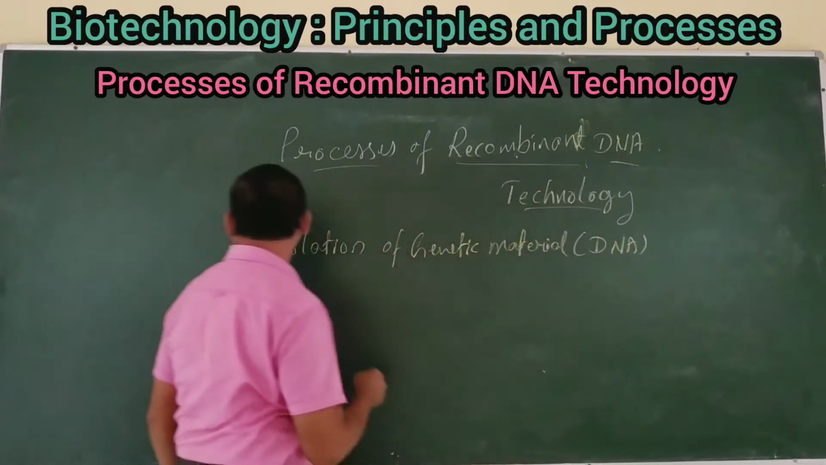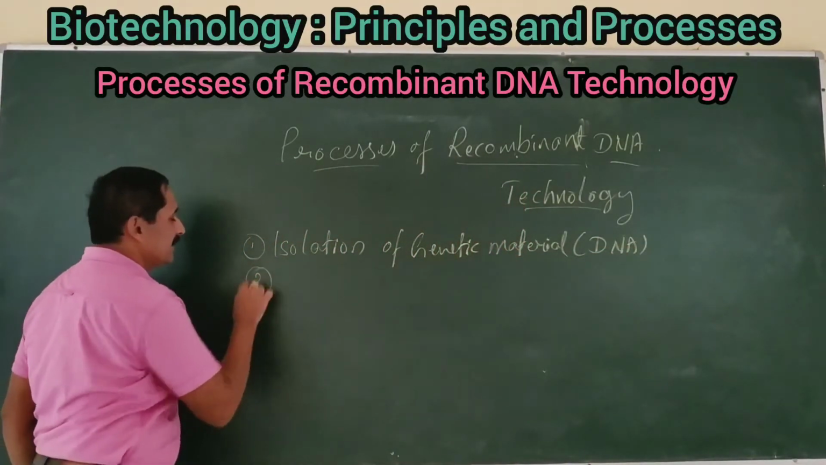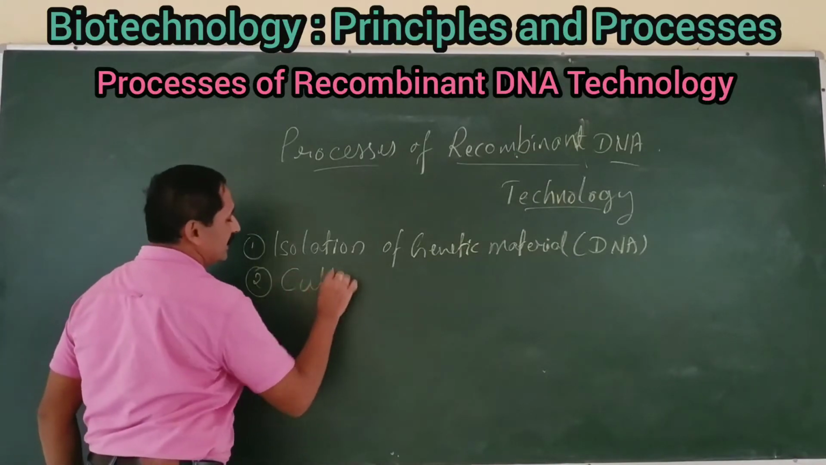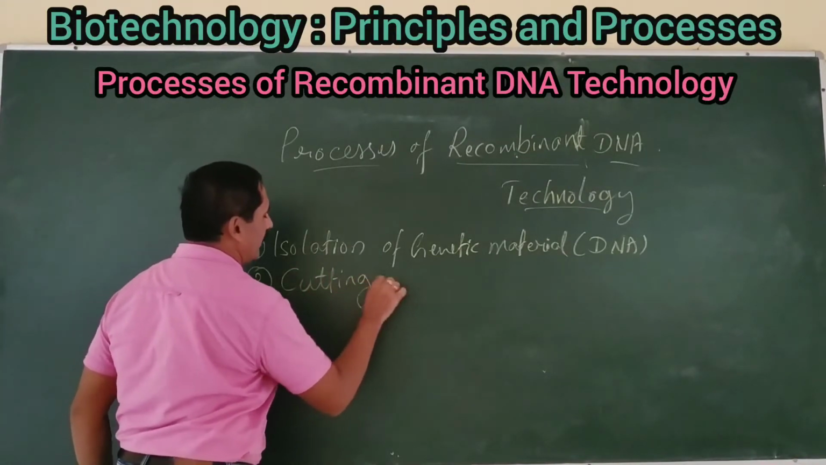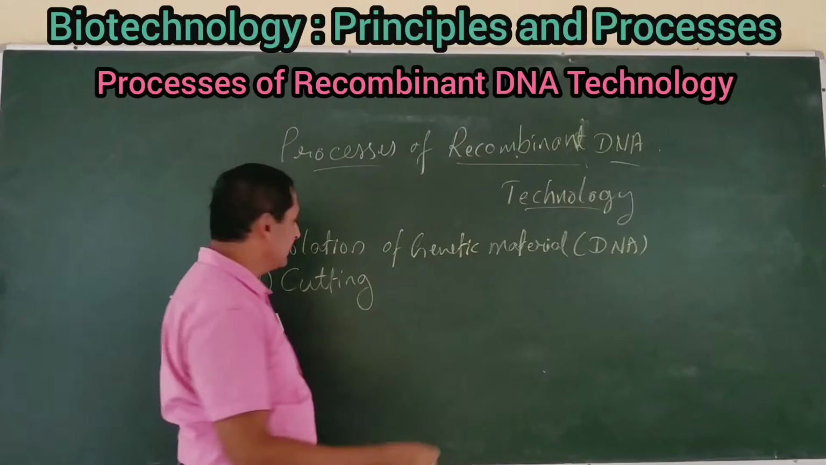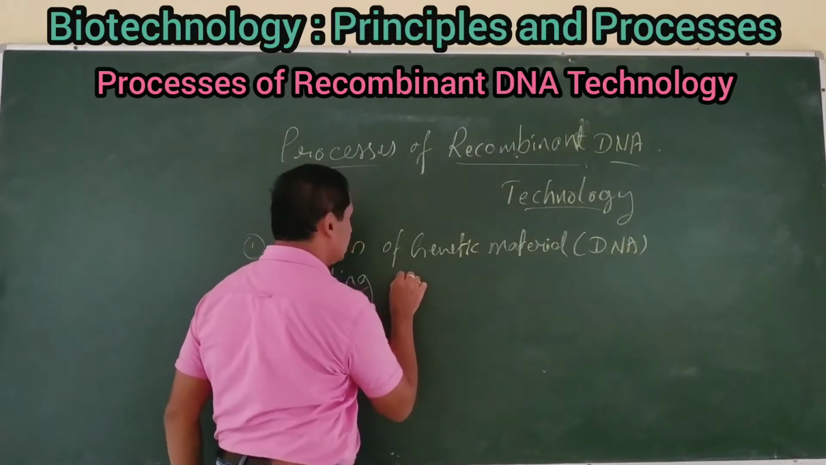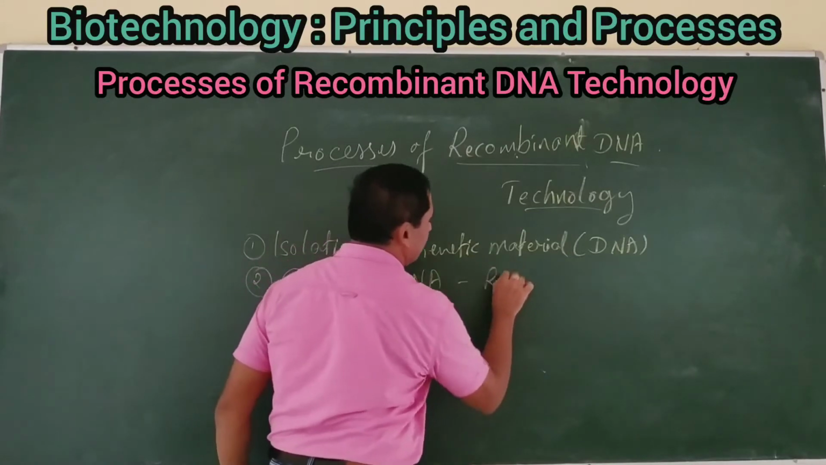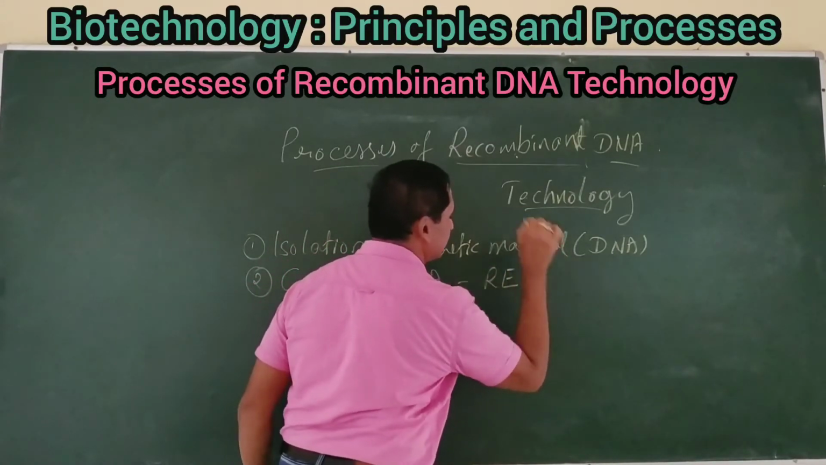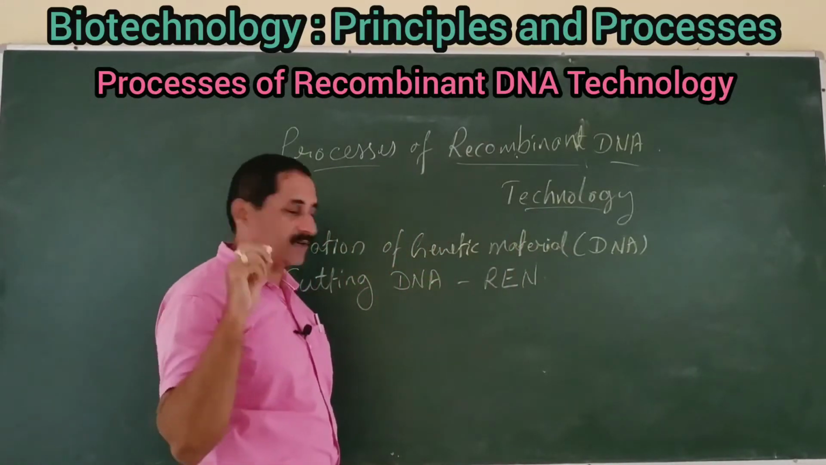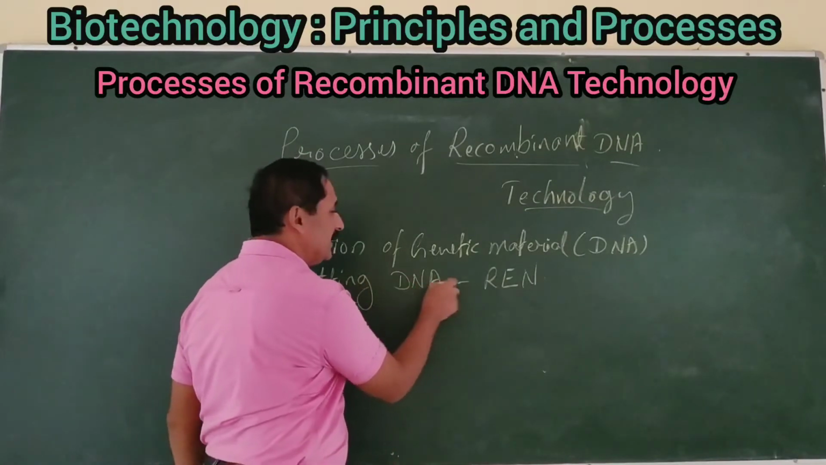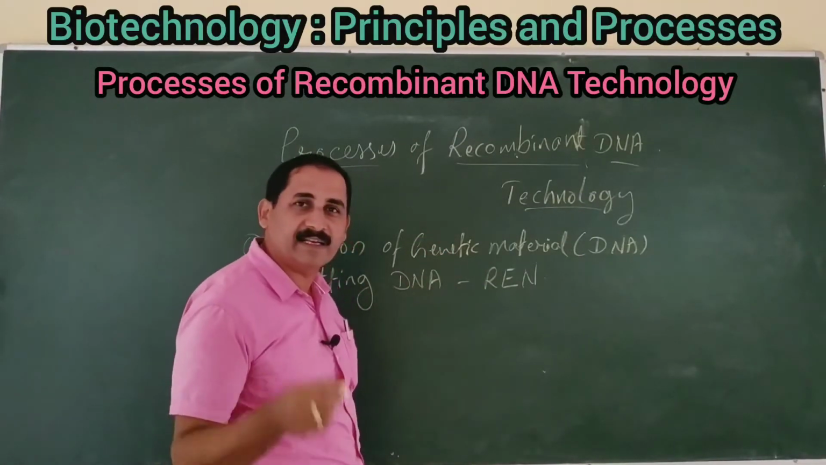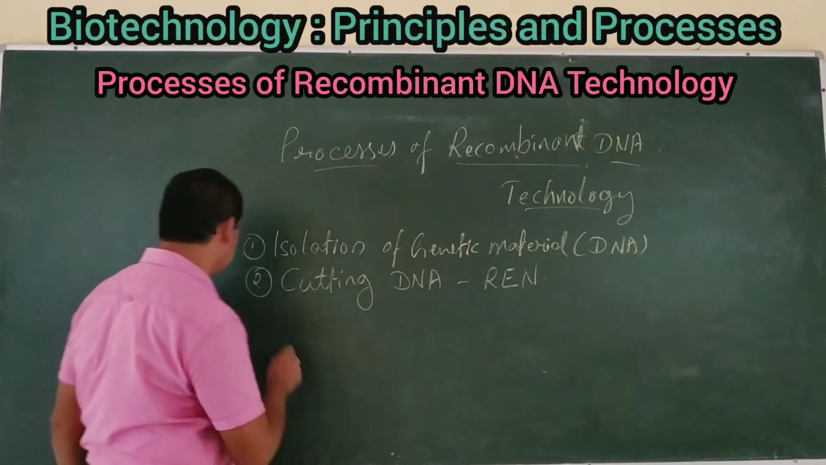The second important step, cutting off the isolated DNA, cutting off the gene of interest or DNA by using REN, restriction endonucleases, at specific locations.